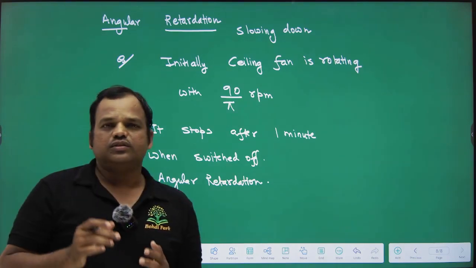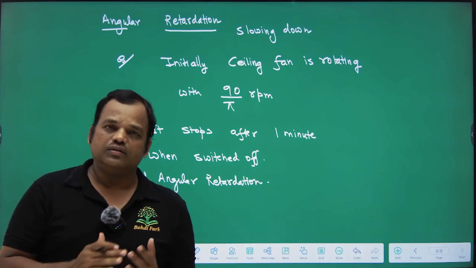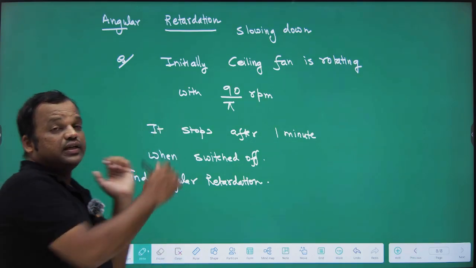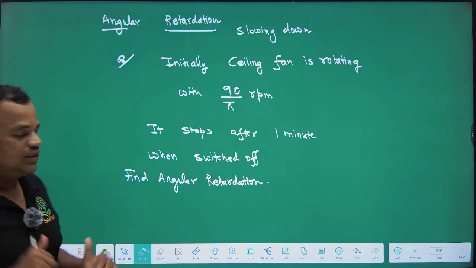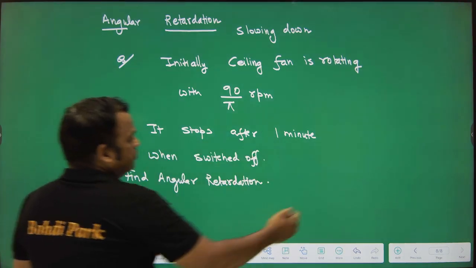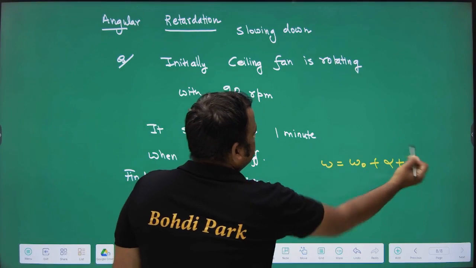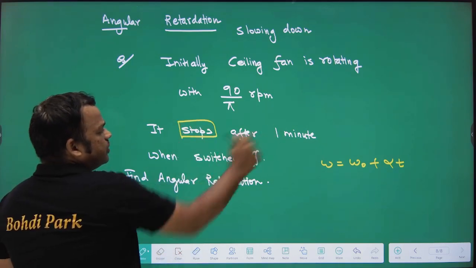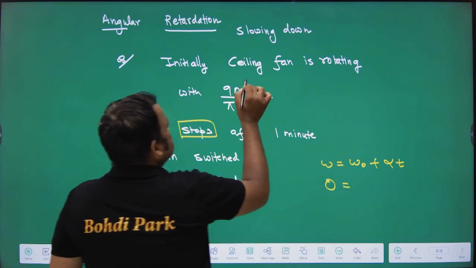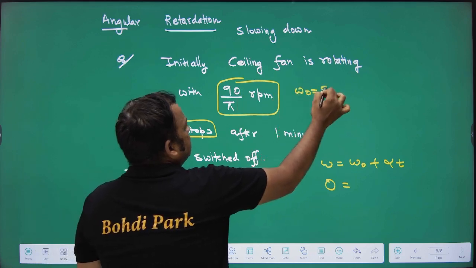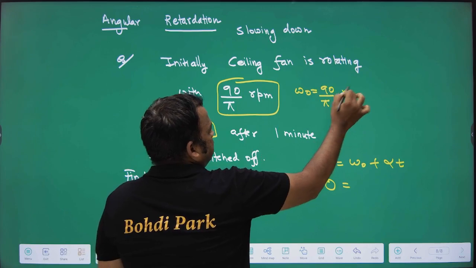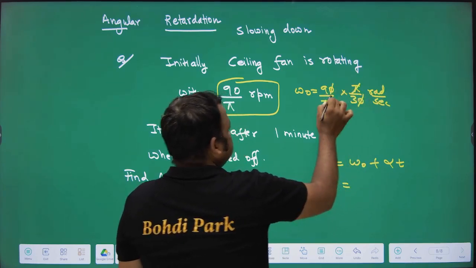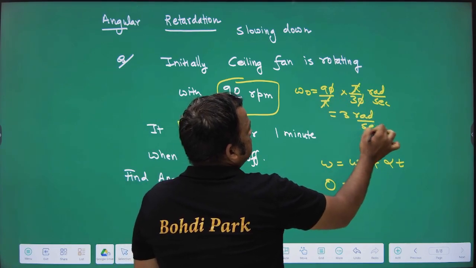Again, we have to first analyze the motion, what is going on. In the previous question, it was acceleration, the omega was increasing. Now in this question, it is retardation, so omega is decreasing. We will use the same equation of motion, omega is equal to omega naught plus alpha t. Final angular velocity is 0, as it stops after 1 minute. Initial angular velocity omega naught is 90 by pi rpm. Now 1 rpm is pi by 30 radian per second, so that will be 3 radian per second.